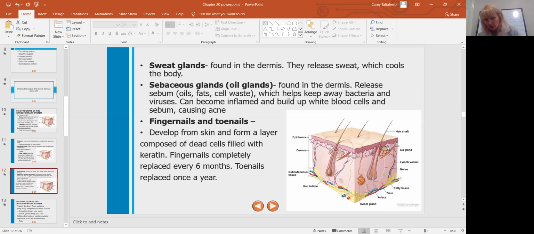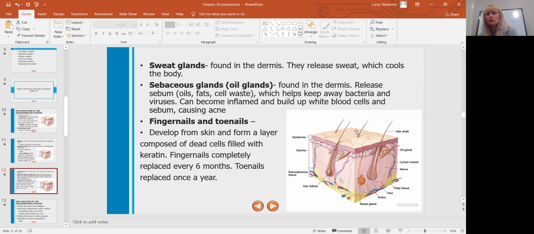You have sebaceous glands, sometimes called oil glands, but those are found also in the dermis, but not quite so deep. Look, they're right here at the top. And those release something called sebum, which is a collection of oils, fats, and cellular waste. And it also helps to keep that oil coming out, which keeps stuff from coming in, like bacteria and viruses.